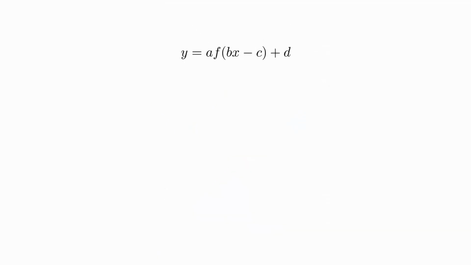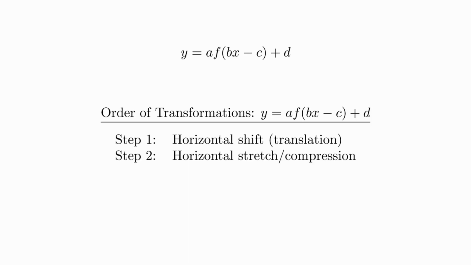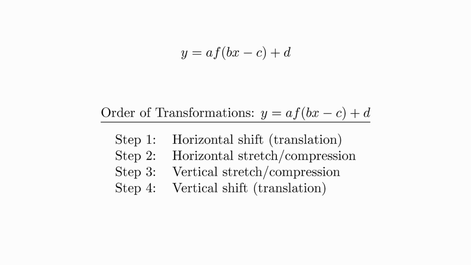The most general transformation we can get from these has the form y = a f(bx - c) + d. When graphing by transformations, the order in which the transformations are applied is the following. First, horizontal shift, then horizontal stretch, vertical stretch, and then vertical shift. The order is related to the evaluation of the expression. The reverse order for the horizontal parts matches with the pattern of things being backwards relative to our intuition.